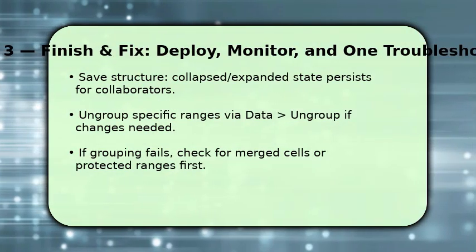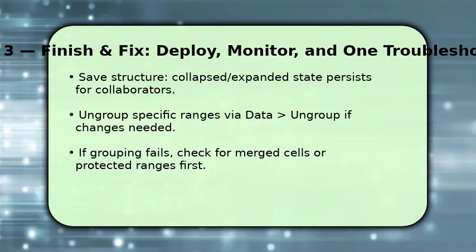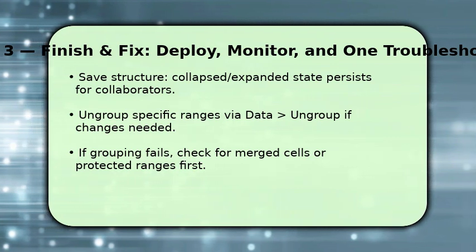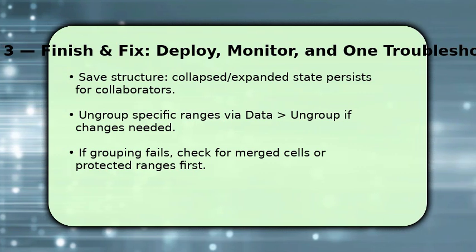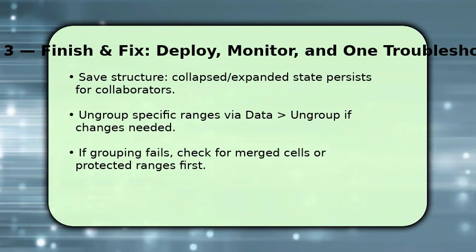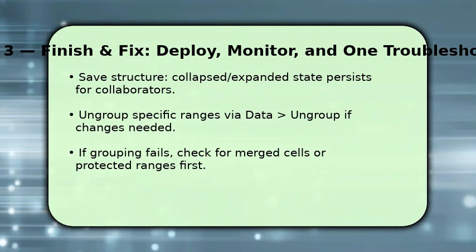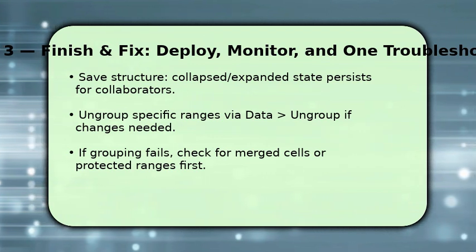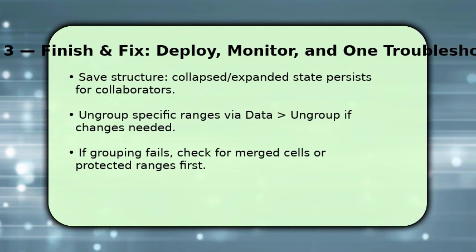To finish, verify the collapsed and expanded states look right. Google Sheets maintains those states for collaborators, so double-check sharing behavior. If you need changes, select the range and choose Data, then ungroup to revert. This preserves sheet integrity. If grouping fails or behaves oddly, check for merged cells, protected ranges, or filters that block selection. Those are the most common culprits.